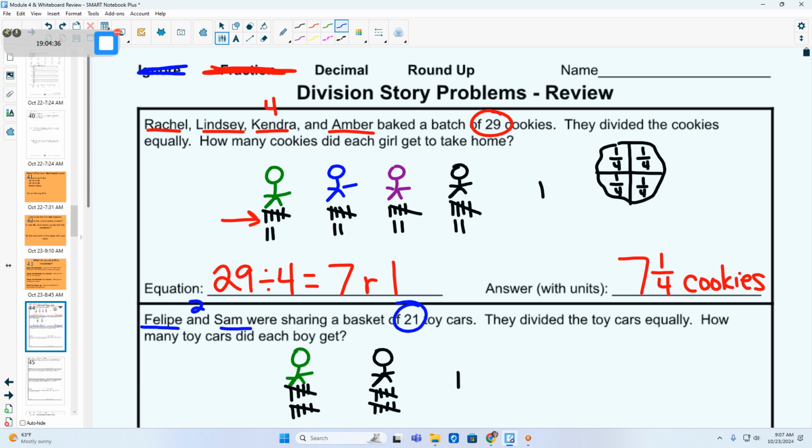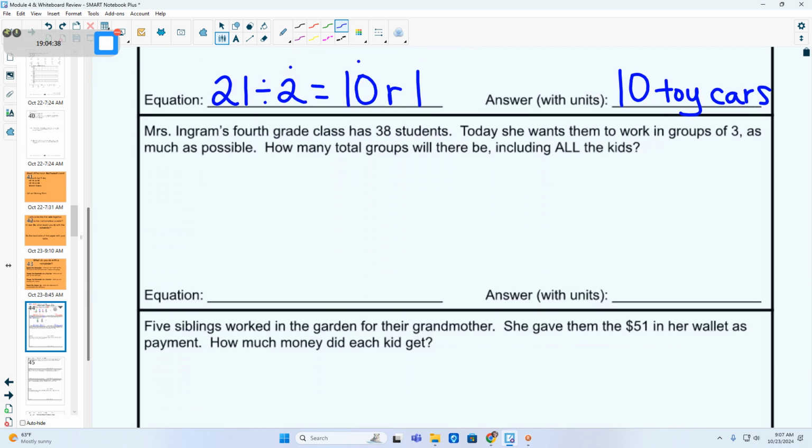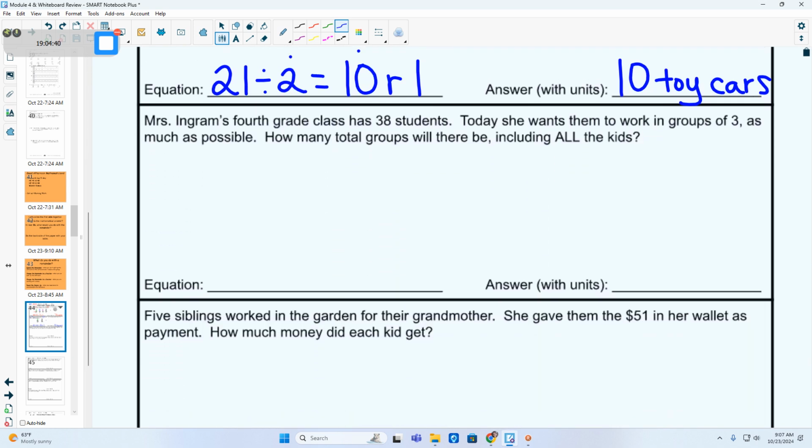All right, now what's left? We've got make it a decimal or round up. Here we go. Mrs. Ingram's 4th grade class has 38 students, and she wants them to work in groups of 3 as much as possible. How many total groups will there be, including all the kids? So we're doing 38 divided by 3.